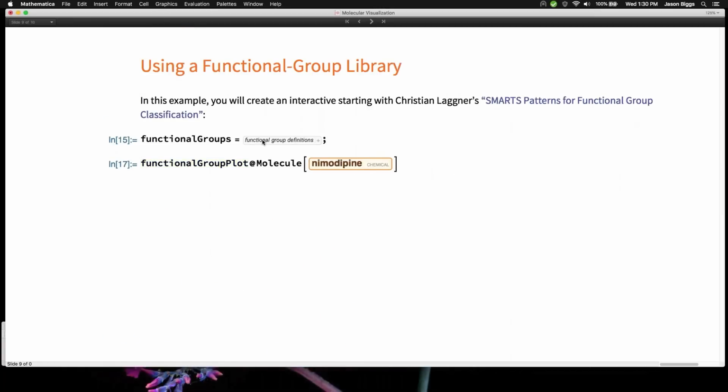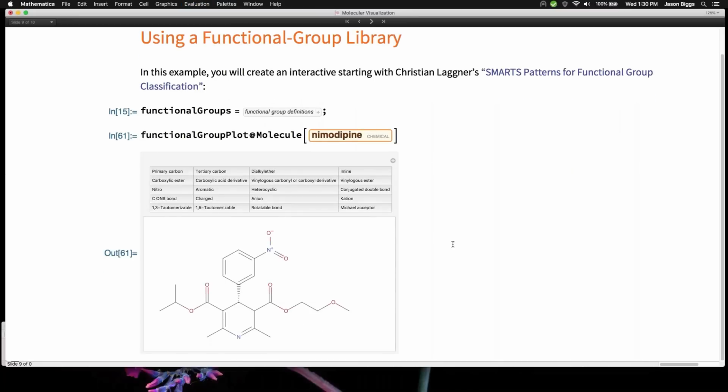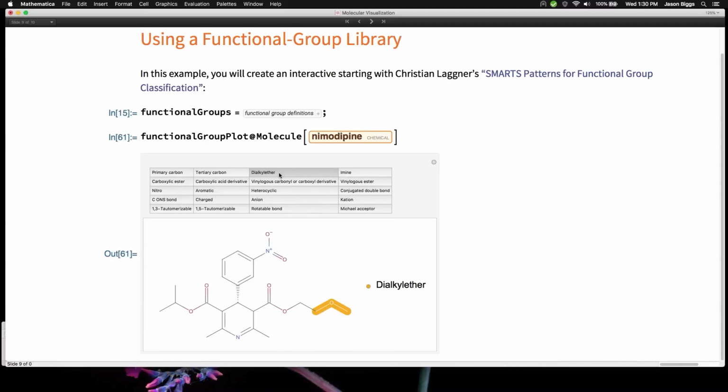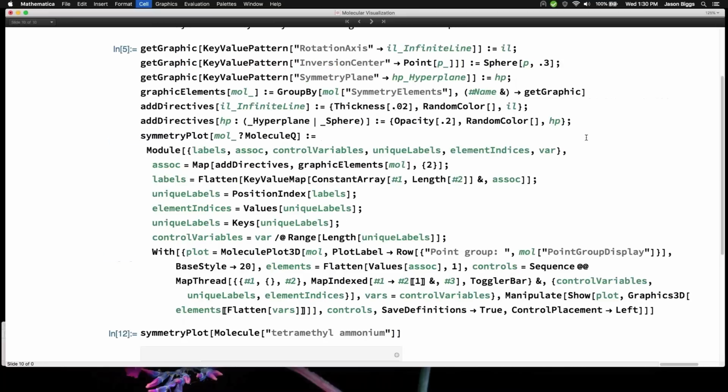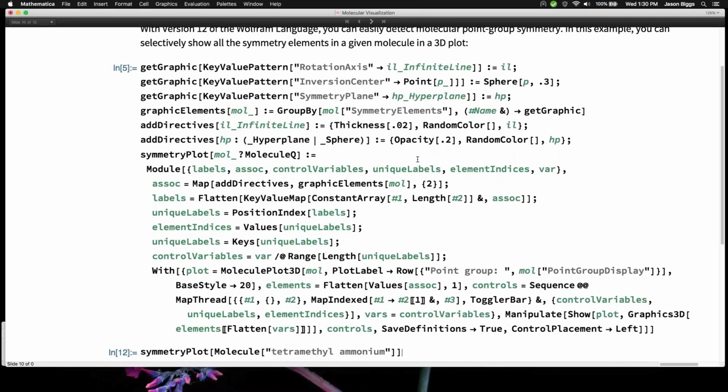This is an iconized list of functional groups taken from a web source. You can create an interactive plot here where you can say highlight charged, highlight aromatic atoms, highlight nitro, dialkyl ethers. All right, and then finally, here we go. You can create, let me just show what the code looks like behind this.